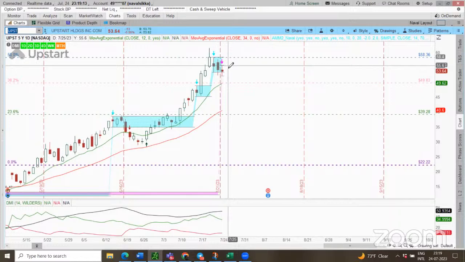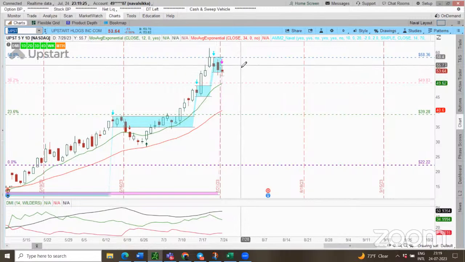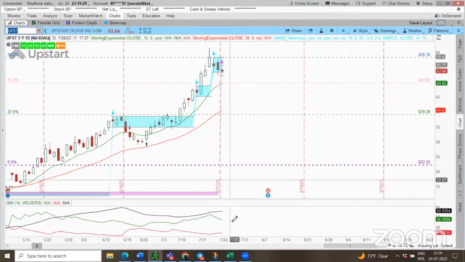Raj, anything can happen. If FOMC gives you a positive sign, yes, possible. So UPST 55.60 is an area to keep in mind. If it holds 55.60, then you're good. Otherwise, it's going to go down.